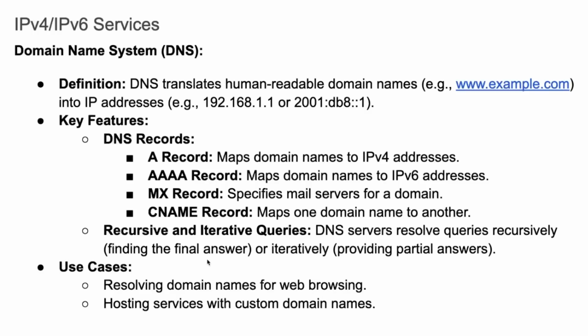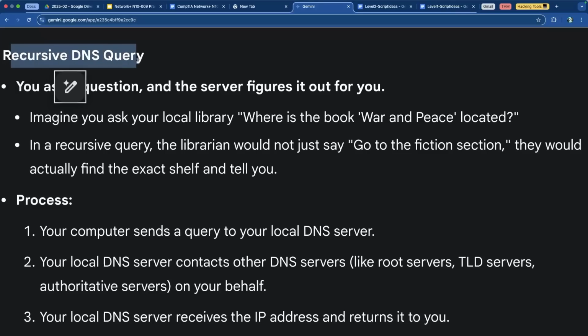So let's actually talk about this a little bit, because I think it's very important to get a clear understanding of what recursive and iterative queries actually are. The recursive DNS query is when you ask a question and the server figures it out for you. So imagine you ask your local library, where's the book War and Peace located? And in a recursive query, the librarian would not just say, go to the fiction section, right? They would say, it's under fiction, section A5 on shelf 4, whatever, right? So they'll tell you the exact shelf, the exact location. This is what a recursive DNS query is like.